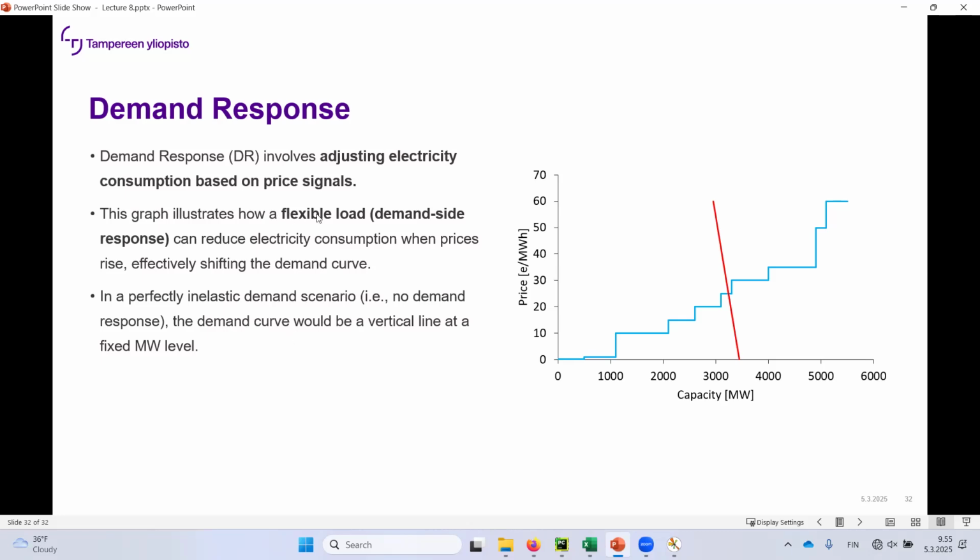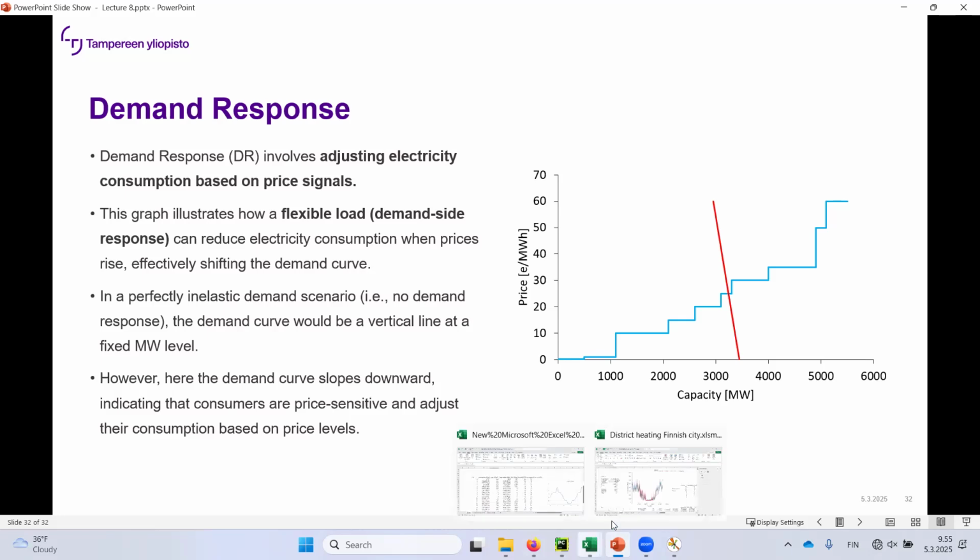The graph illustrates how flexible load demand side response can reduce electricity consumption when prices rise, effectively shifting the demand curve. So the more the demand curve is tilted to the left, the more flexibility you have. And what it does to the price curves. If you have a perfectly inelastic demand scenario, so the curve would be a vertical line, there would be no demand response.